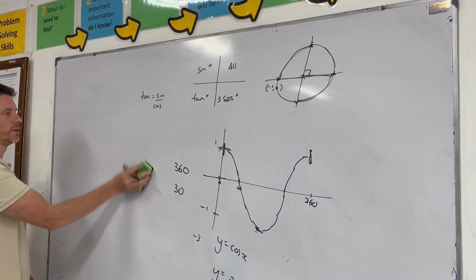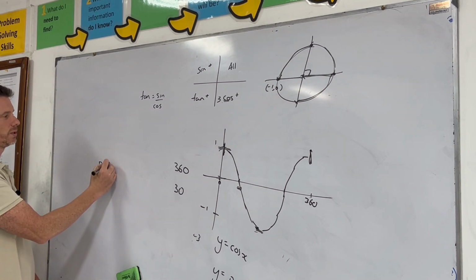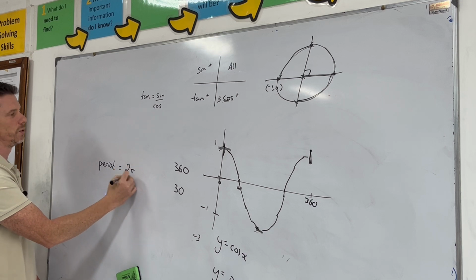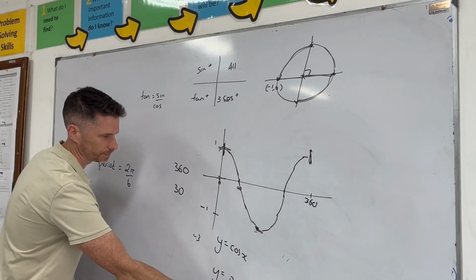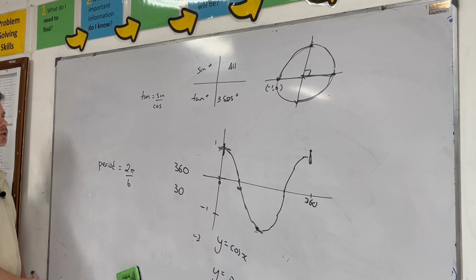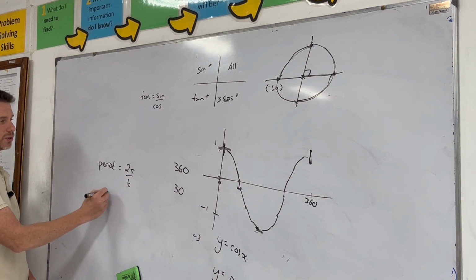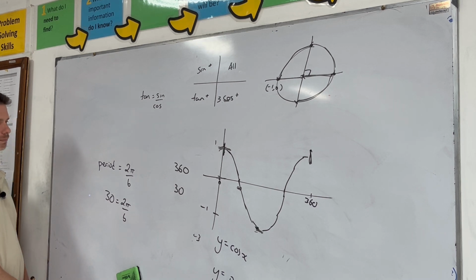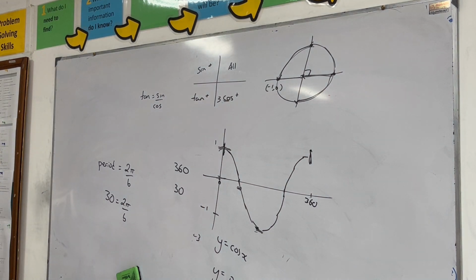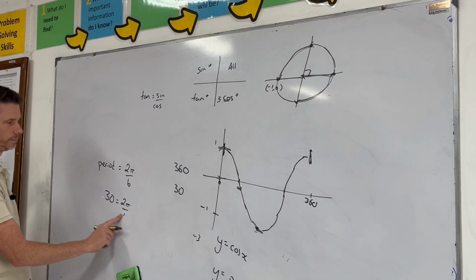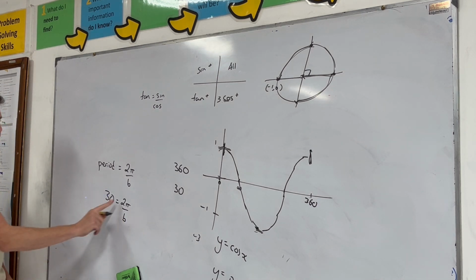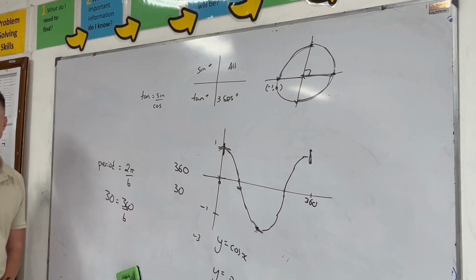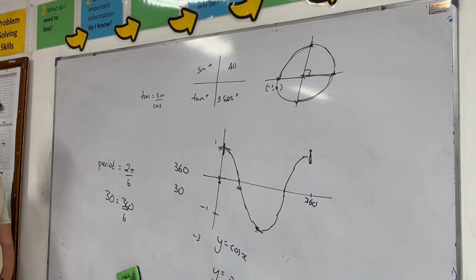Another way you can think about this, if you ever see a period of a function, is 2 pi over whatever the multiplier is here. So the period of this function is now 30. 2 pi over b, what am I doing? That's a b. 2 pi is 360 degrees. Sorry, I'm used to radians from IB.